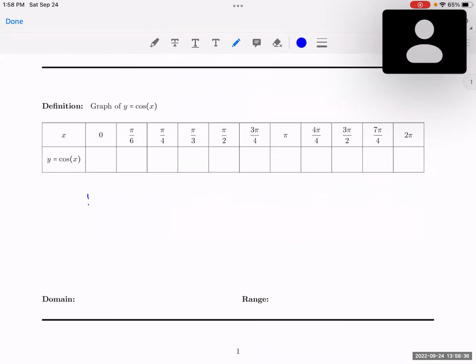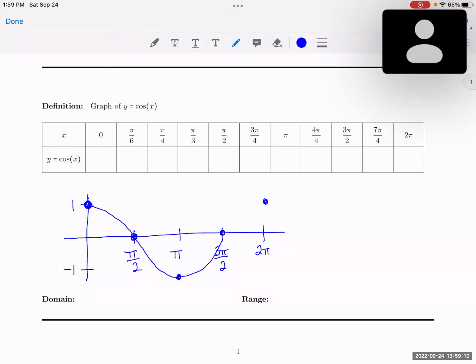And our basic cosine graph, again, our normal period is 2 pi, so we'll cut that in half and then cut it in half again. And we have an amplitude of 1, so we're going to go up 1 and down 1 from baseline. The basic shape of a cosine graph starts up, comes back to baseline, drops down to the bottom, comes back to baseline, and then goes up to the top. So it looks like this. Basic shape of a cosine graph.